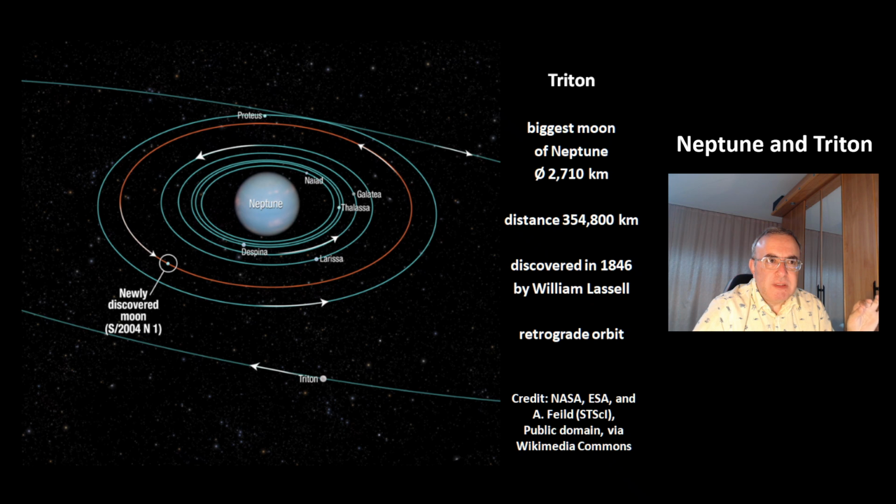This is a picture of the orbit of the biggest moon, Triton, which is here. It has a size of 2,710 kilometers, so that's still smaller than Earth's moon. Its distance is 354,800 kilometers. Triton was discovered in 1846 by William Lassell, and what's special about this moon is its retrograde orbit.